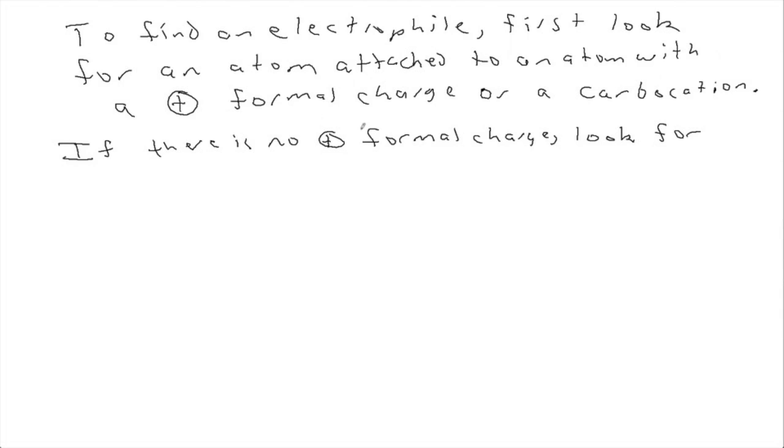But what if nobody has a positive formal charge? What do you look for then? Well, we already kind of talked about this. You look for an atom with a delta positive. Delta negatives are not too important for nucleophiles because usually you can just look for a lone pair. But delta positives are very useful at finding electrophiles.